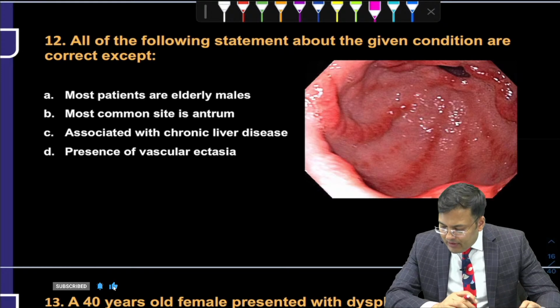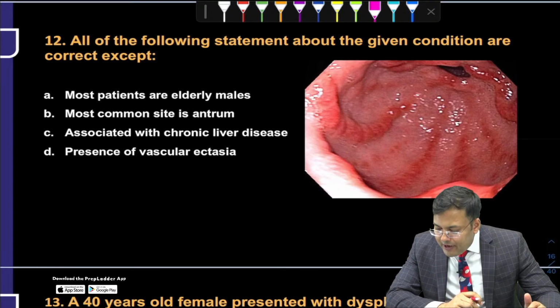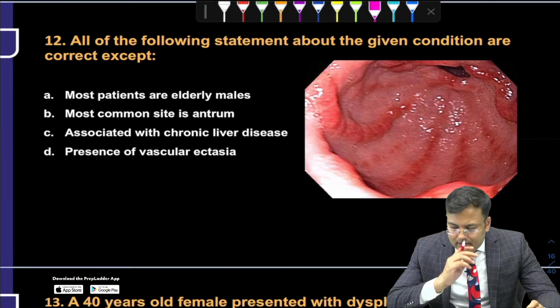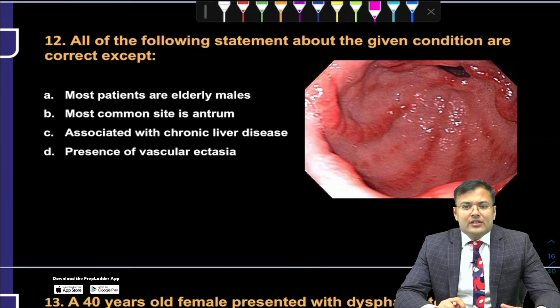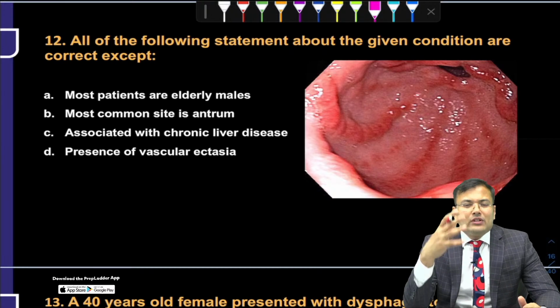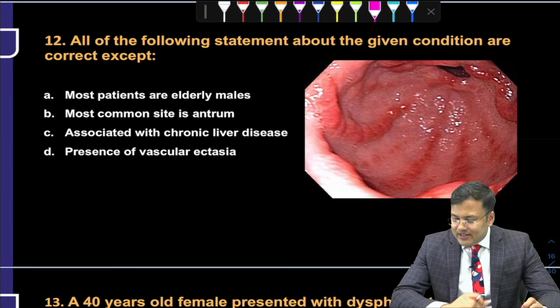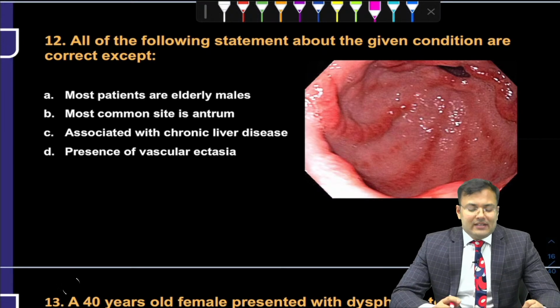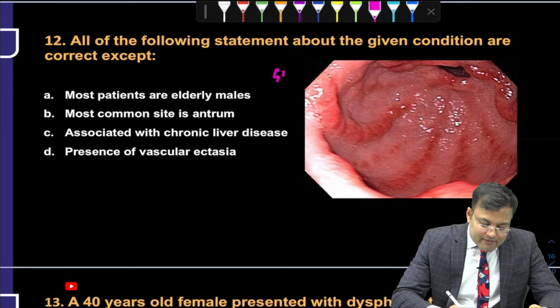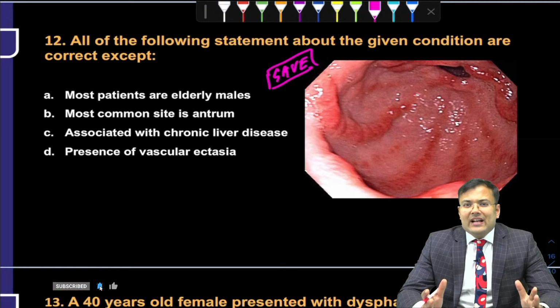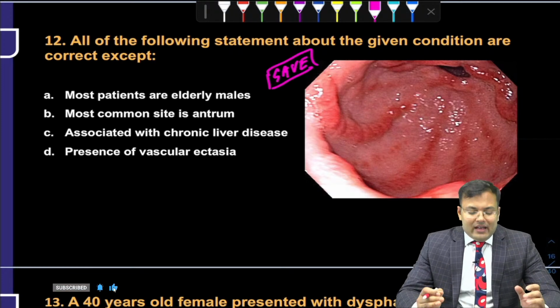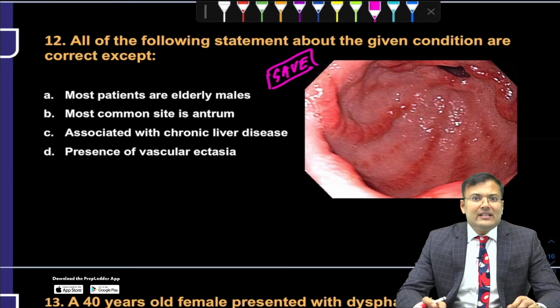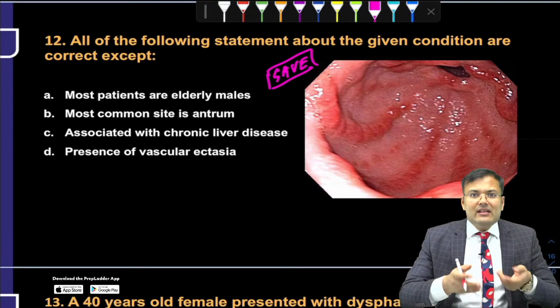Question number 12. Yes, Reformer gave the correct answer. Devesh, somebody is marking GIST. No, you're very close. I know that your brain thinks GAVE, but you are writing GIST. Watermelon stomach, which is also known as GAVE. What is the full form of GAVE? This is gastric antral vascular ectasia. Everything is hidden in GAVE.